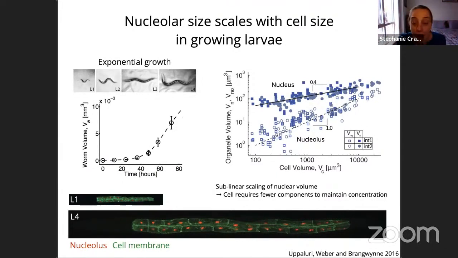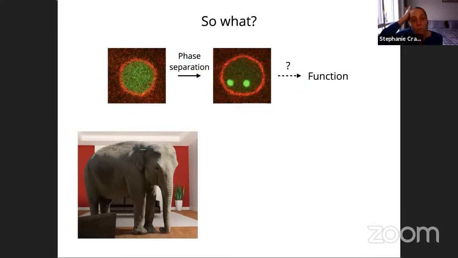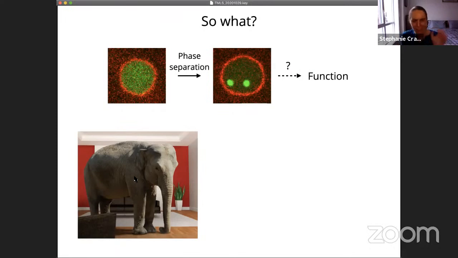Okay, so that's cool. We can measure these scaling relationships. But the real question is, so what? There's a huge elephant in the room, not just in the size field, but in the phase separation field: we can describe and watch this transition, but there's actually relatively little evidence of what the functional consequence of this is yet.